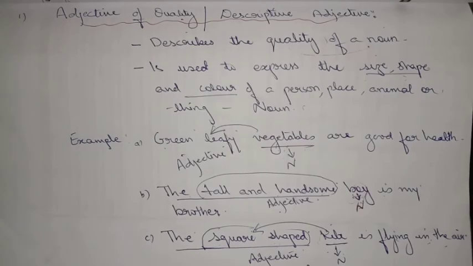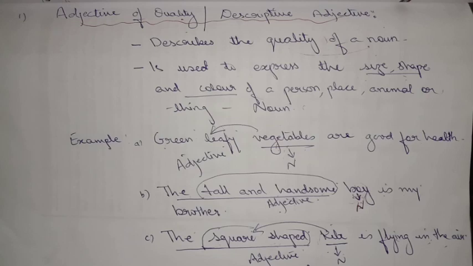Adjective of quality is also known as descriptive adjective because it describes the quality of a noun. It is used to express the size, shape, color of a person, place, animal, or thing. Means all in all, you can say a noun, because a noun is a name of a person, place, animal, or thing. So it describes a noun.